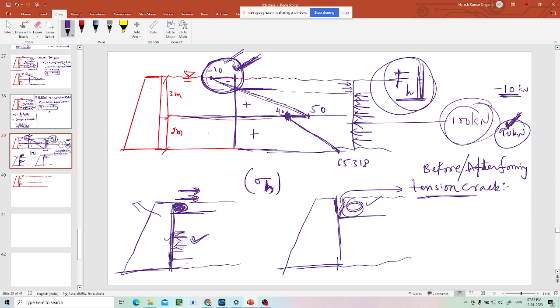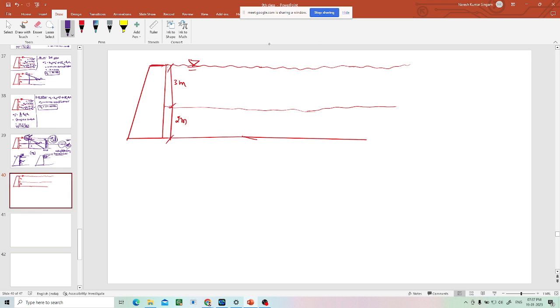Okay, now we have got the pressure diagram, right? Now what shall we do? We have to find out the total force. But before that, I want to know the depth. So I will redraw this one. Minus 10, plus 50, then this is 40, some 65.318, I think. This is the pressure diagram. And the total height is 3.